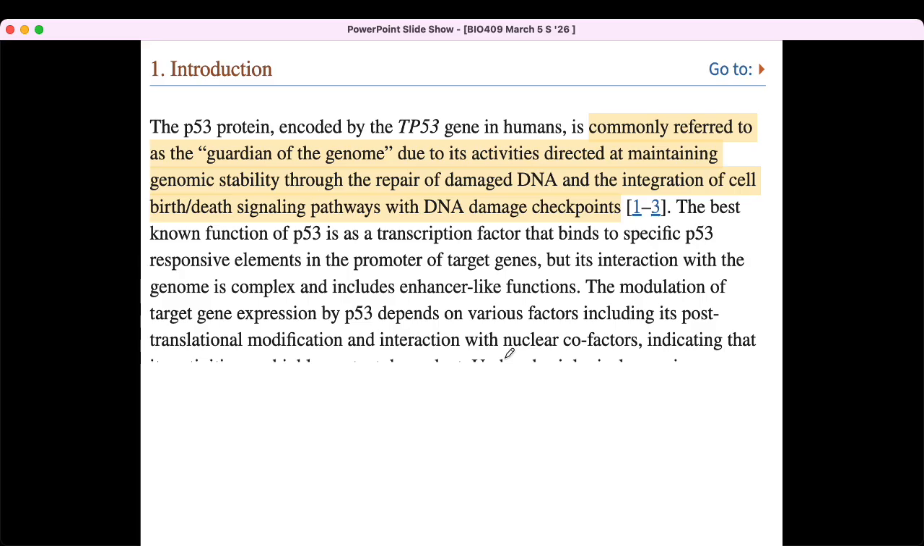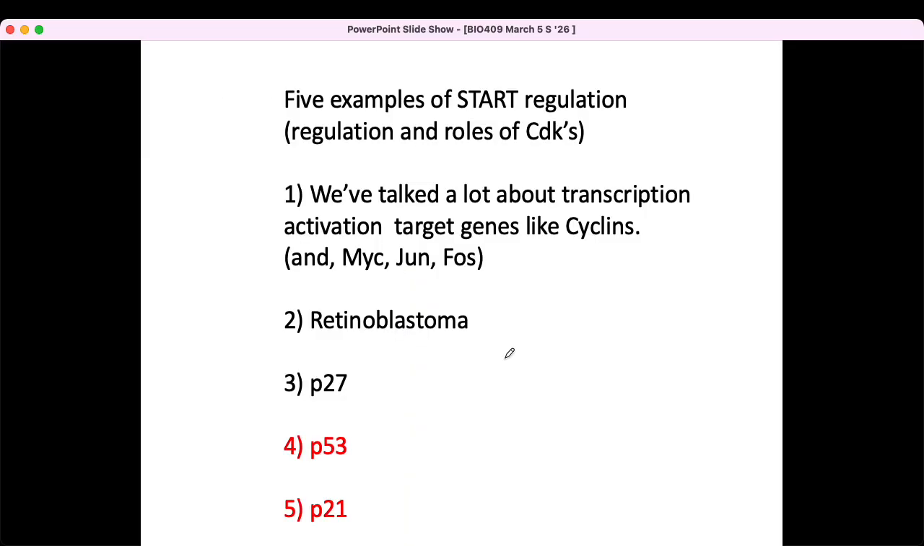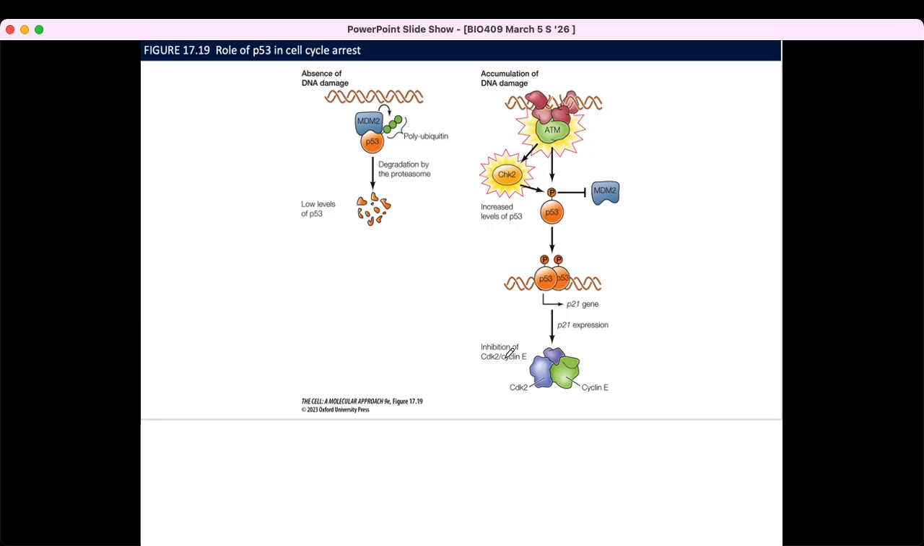So p53 is commonly referred to as the guardian of the genome due to its activities directed at maintaining genomic stability through the repair of DNA damage and integration of cell birth-death signaling pathways with DNA damage checkpoints. So it's just saying what we just said, like that combination of repressing the cell cycle until DNA is fixed, and if it doesn't get fixed pretty quickly, activating program cell death. So it actually is a cartoon character like that, the guardian of the genome. So, cute, but again, half of all cancers, so also really serious. Okay, so that's that.